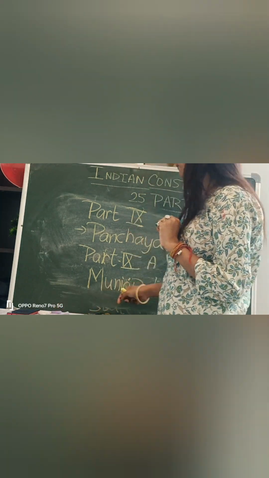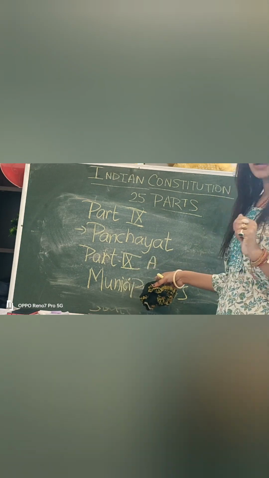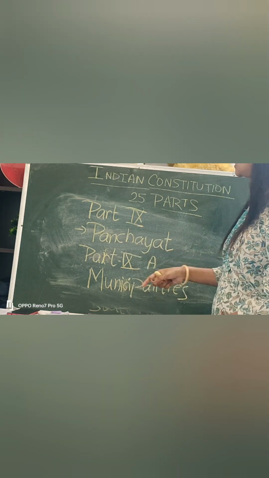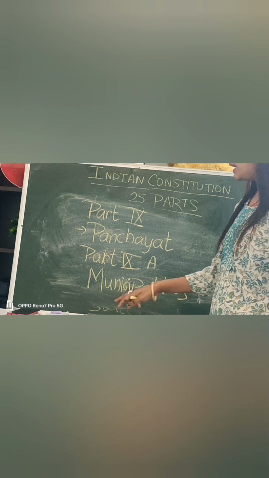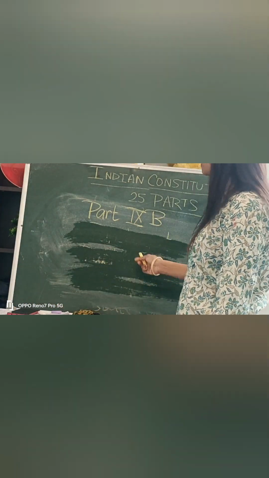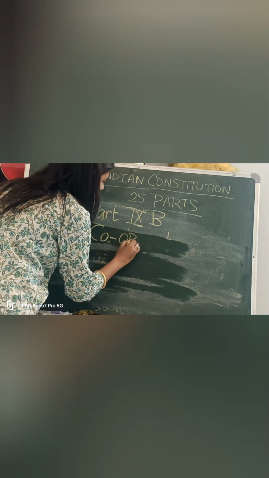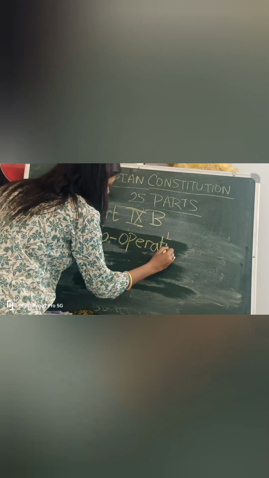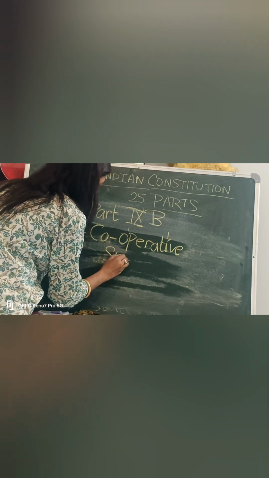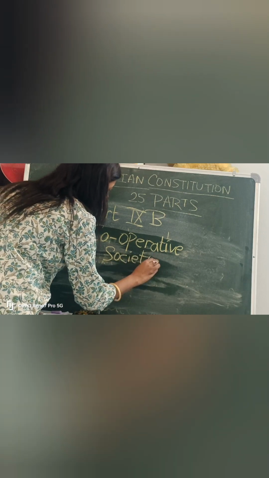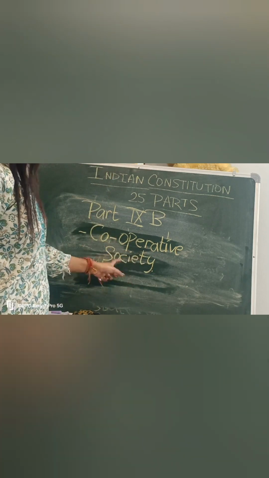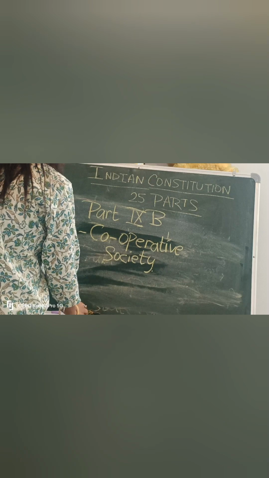Next is our 9B. One more part is about 9. Part 9 is panchayat, part 9A is municipalities, and part 9B. Part 9B is cooperative society. What is 9B about? Cooperative society. Now let's move to the next.